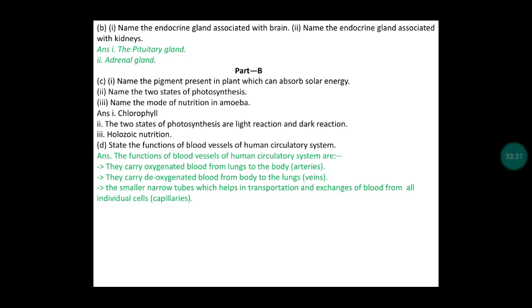State the function of blood vessels of the human circulatory system. The functions of blood vessels of the human circulatory system are: they carry oxygenated blood from the lungs to the body, that is the arteries. They carry deoxygenated blood from the body to the lungs, that is the veins. The small narrow tubes which help in transportation and exchange of blood with all individual cells are the capillaries.